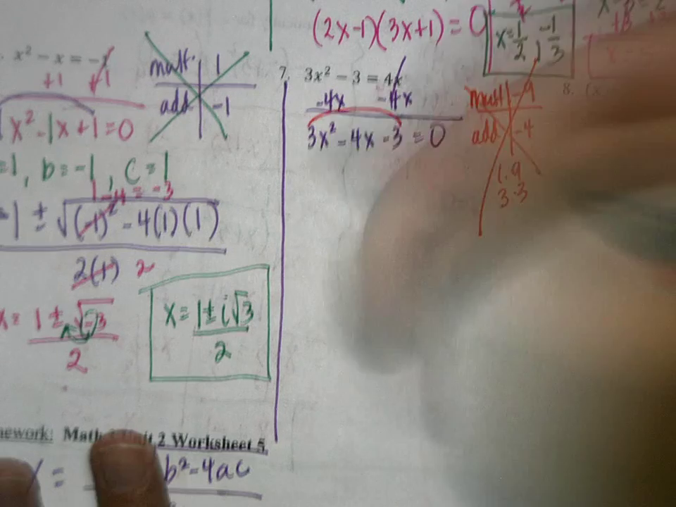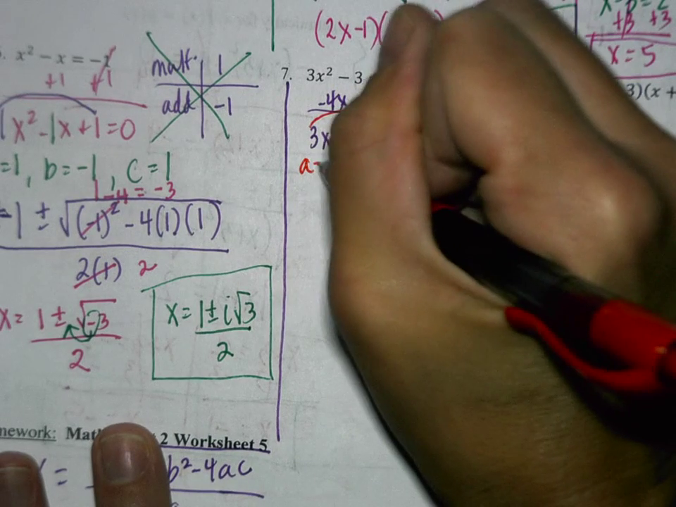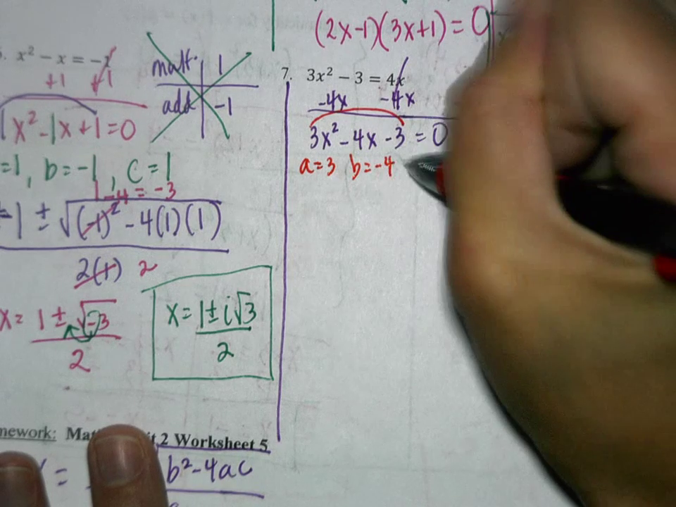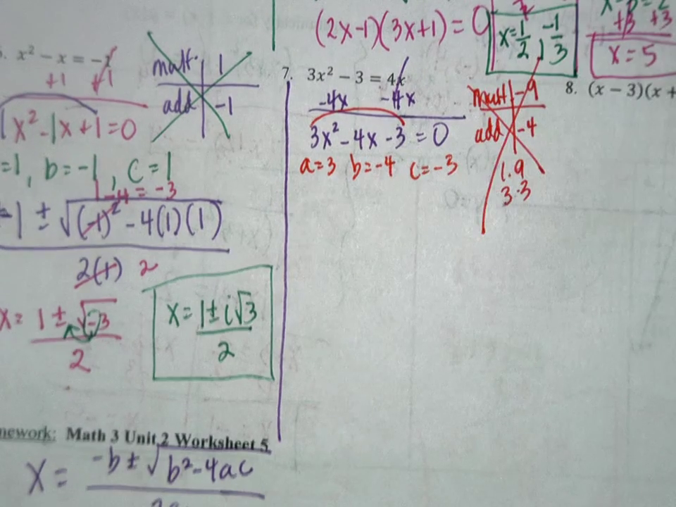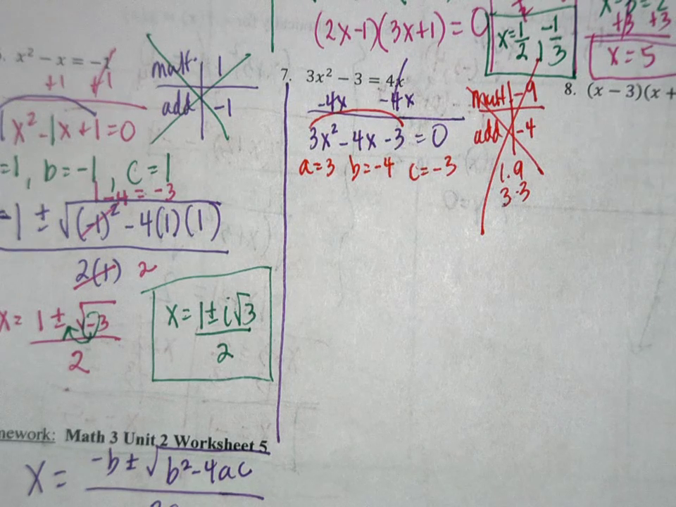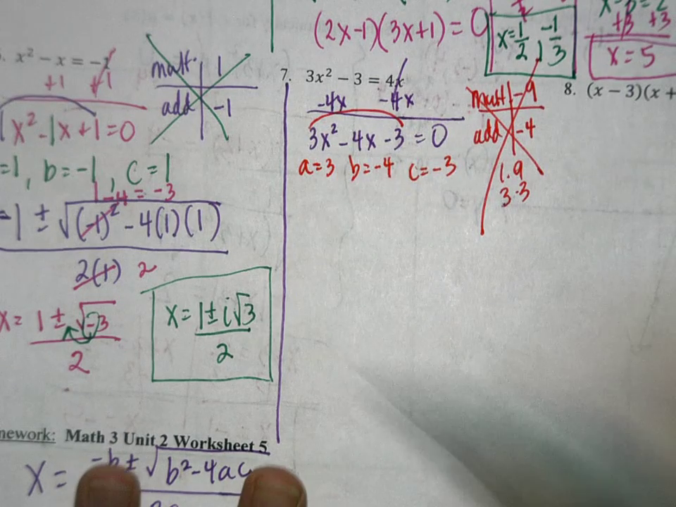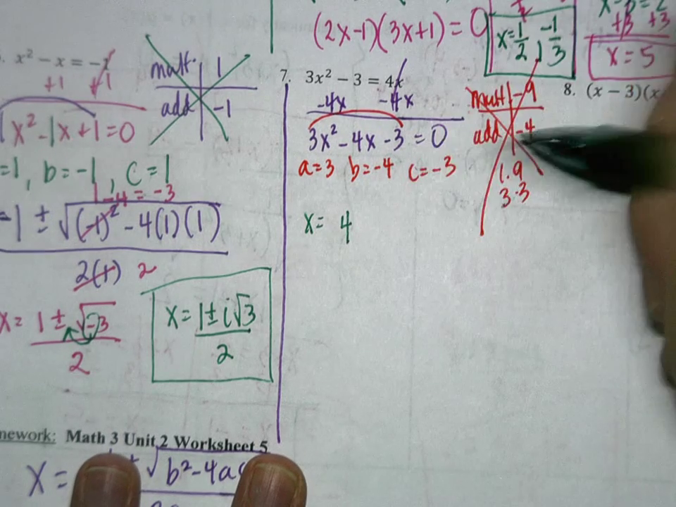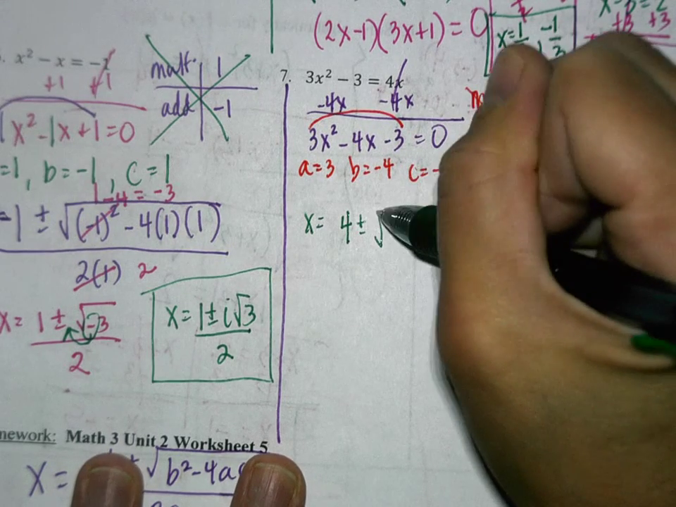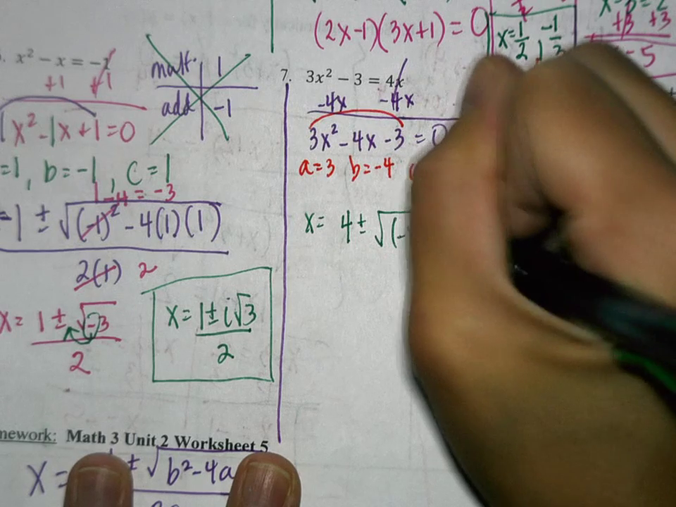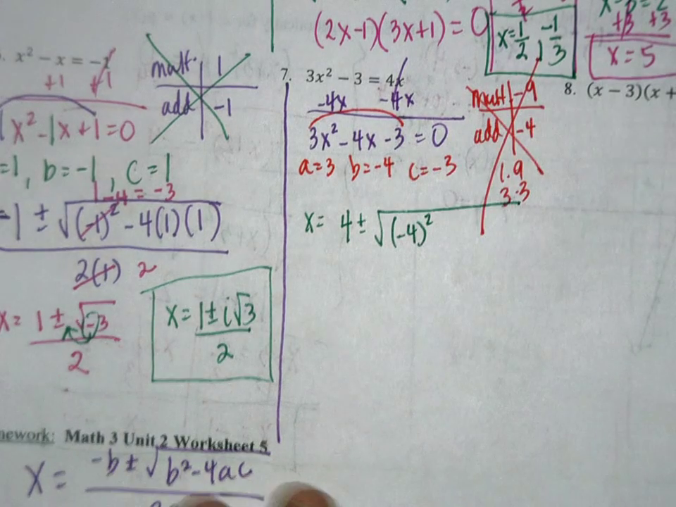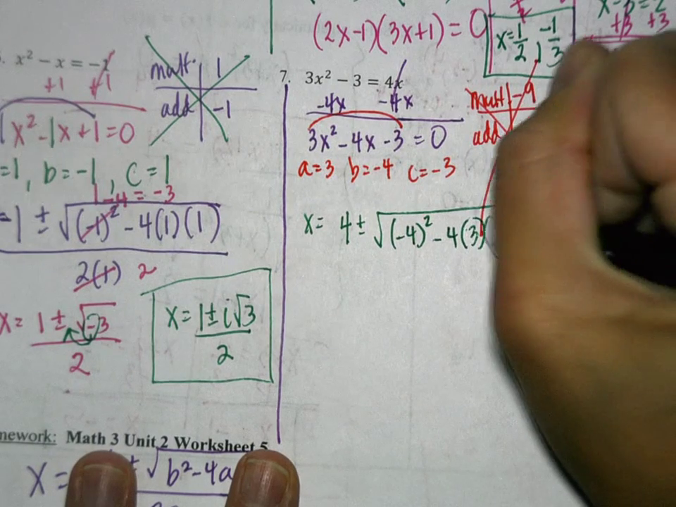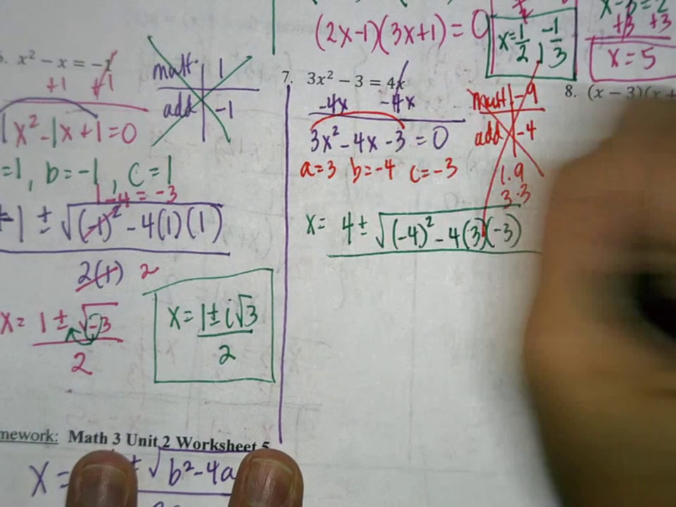So we're going to use the quadratic formula. A equals 3. B equals negative 4. C equals negative 3. X equals negative b, which is positive 4, plus or minus the square root of b squared, which is negative 4 squared, good, minus 4 times a, which is 3, times c, which is negative 3, all divided by 2 times 3.